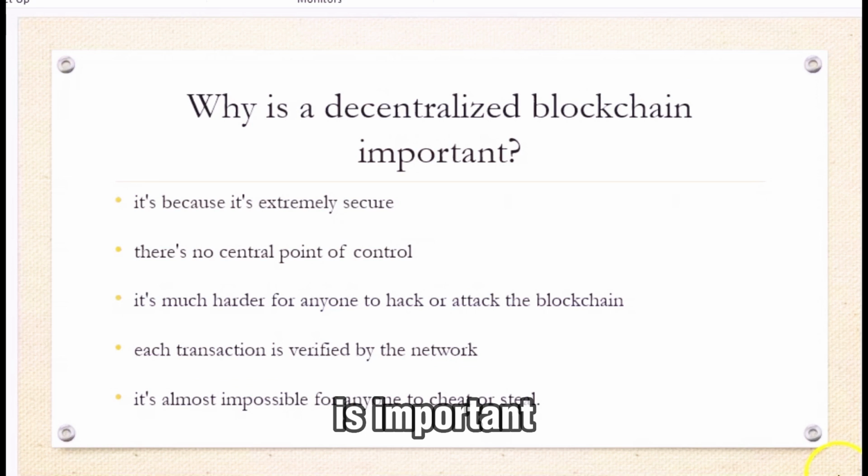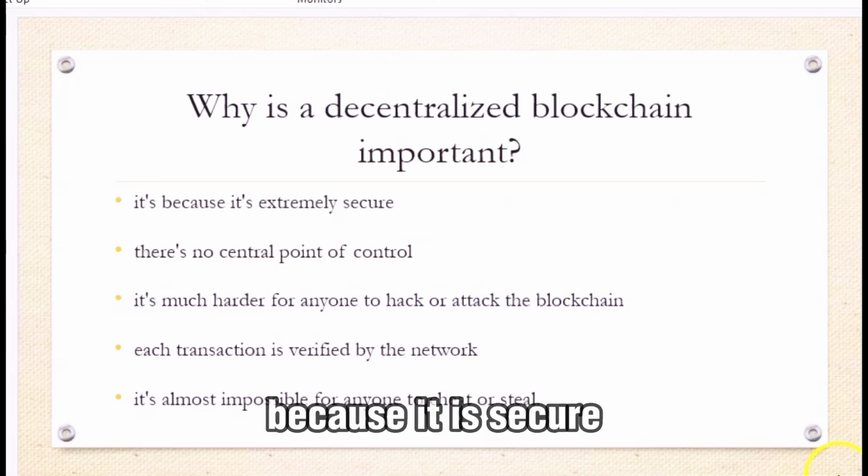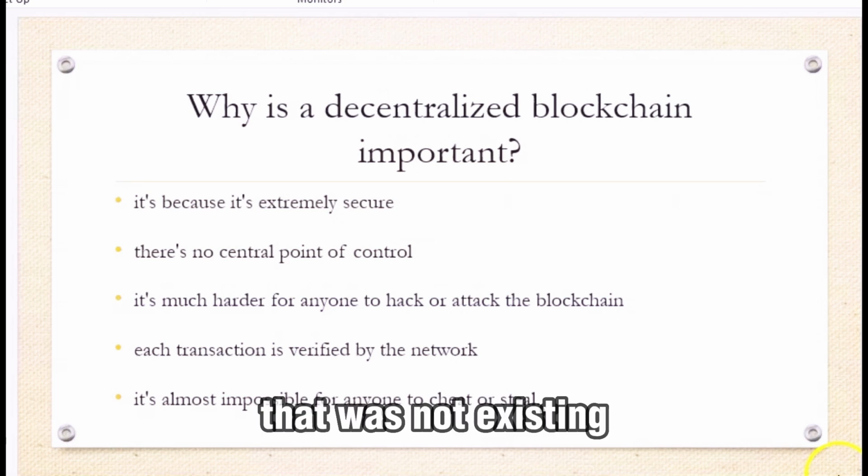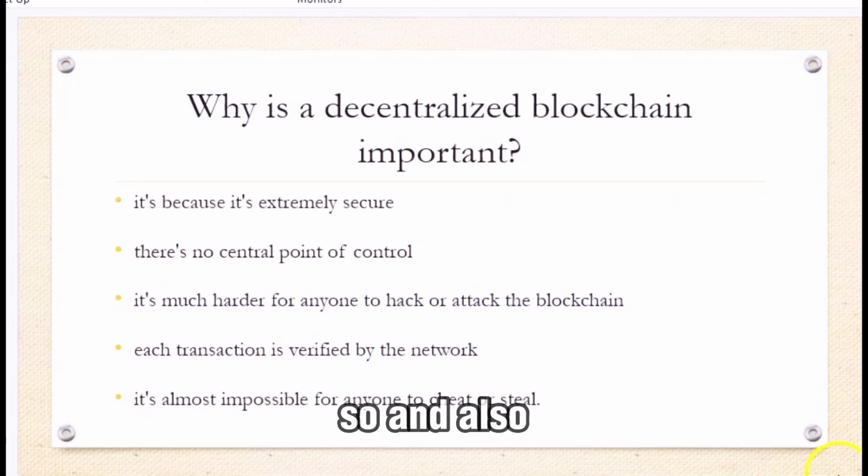Okay, so why is the decentralized blockchain important? It is important because it is secure. It has brought a new level of security that did not exist previously. Also, there is no central point of control. It is decentralized, so you remove the middleman, so you save time, and bottlenecks in the system are eliminated. Then it is important because it is much harder for anyone to hack and attack the blockchain.